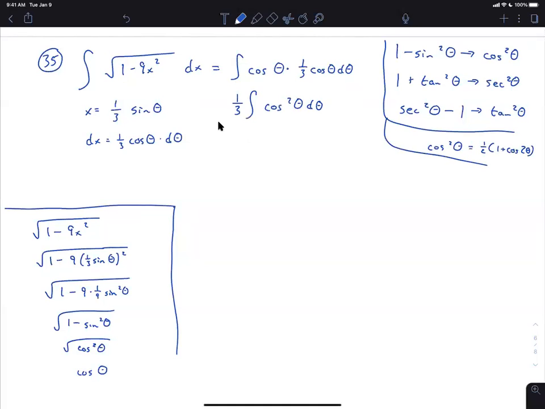So we replace this with 1/3 times 1/2, integral 1 plus cosine of 2 theta d theta. That's 1/6, and we distribute it. So we get 1/6 integral of 1 d theta plus 1/6 integral cosine 2 theta d theta.